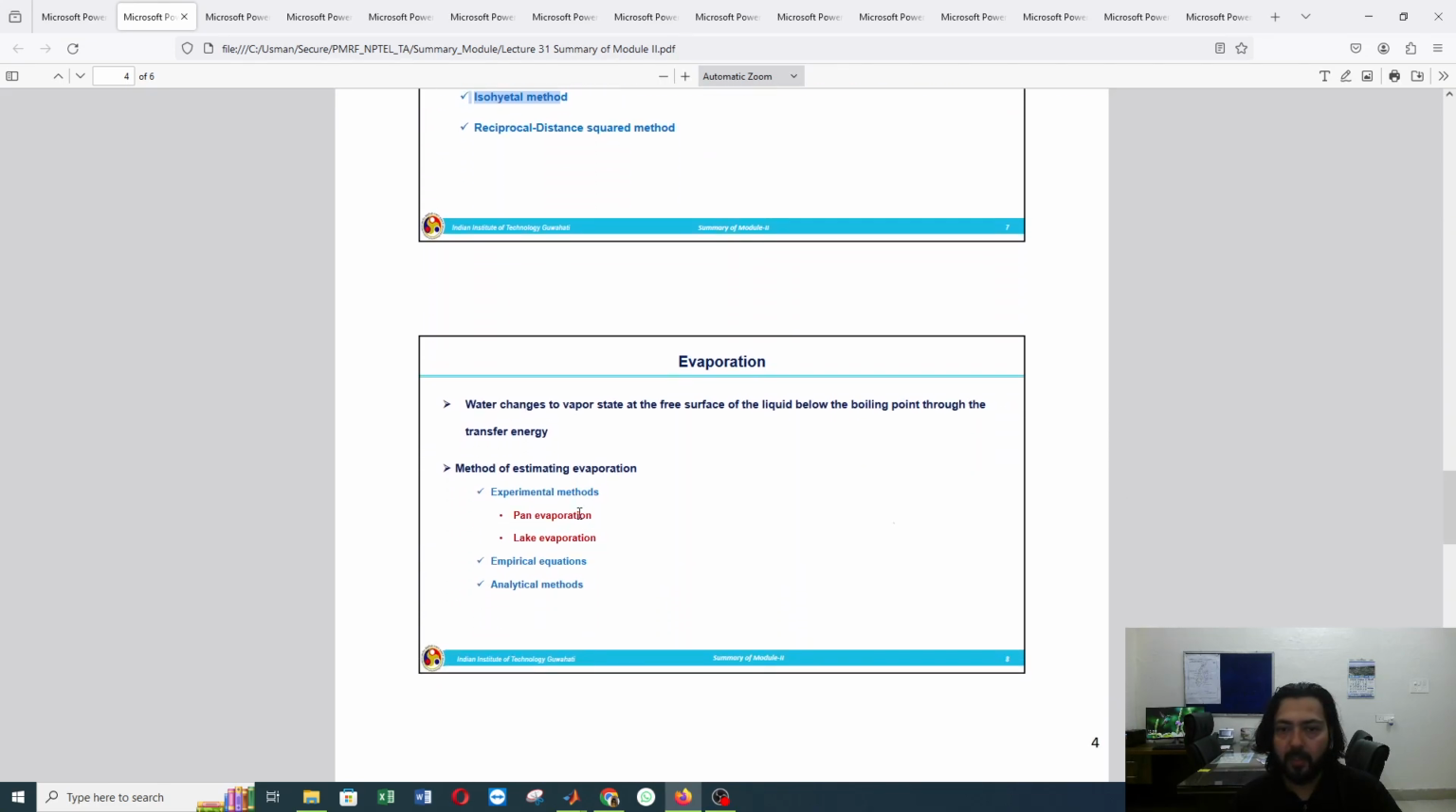Then we talked about another hydrological process which comes under this module of atmospheric water, that was evaporation, right? What was evaporation? Evaporation is nothing but water changing to vapor state. Water evaporates at the free surface of a liquid below the boiling point through the transfer of energy. Here the important thing is how we can measure or estimate evaporation. There are different methods. The first method was the experimental method, where we can take help of a pan evaporimeter and find the evaporation rate, and also we can use empirical equations or analytical methods, right?